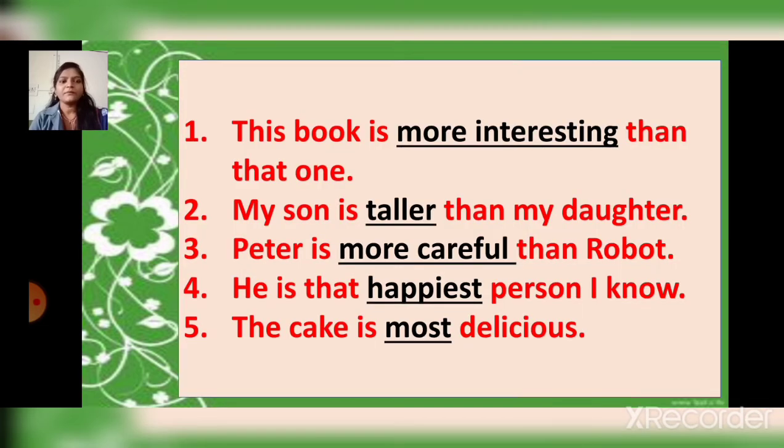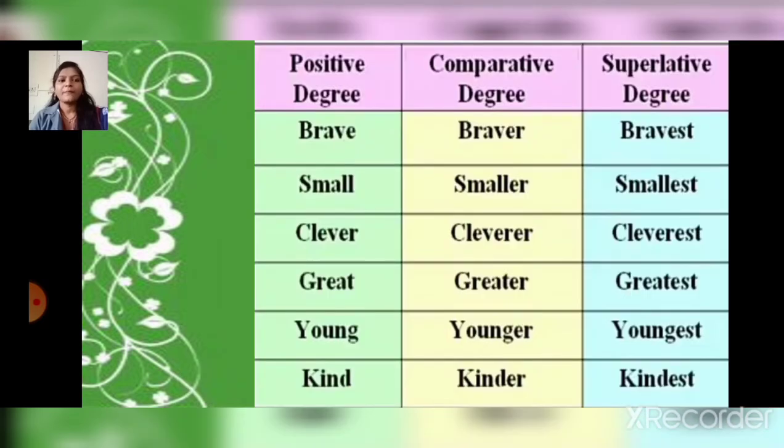Now see this example. This book is more interesting than that one. My son is taller than my daughter. Peter is more careful than Robert. He is the happiest person I know. The cake is most delicious. So students, here you can see there is the comparison between two or more than two things. Now here you can see positive degree, comparative degree and superlative degree. So let's learn this table.